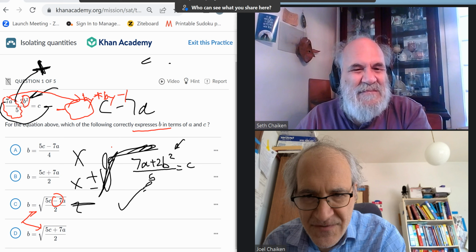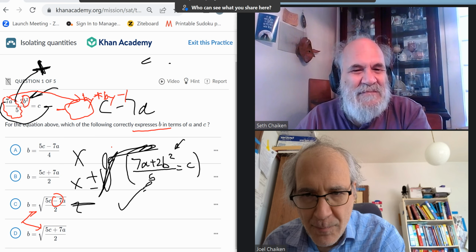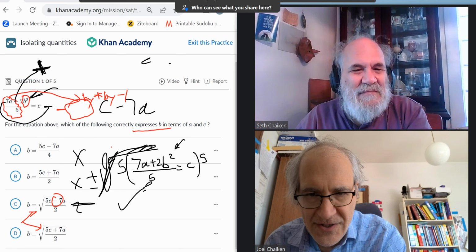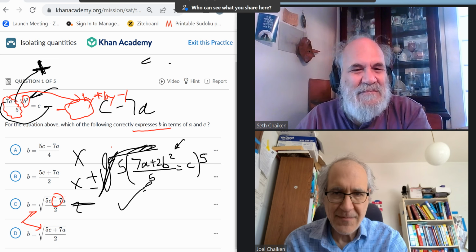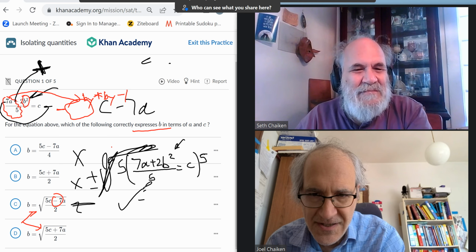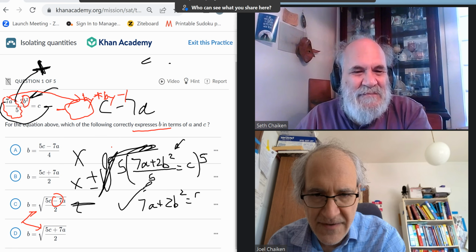So to get rid of this 5 in the denominator, we multiply both sides. Notice every time we do something to one side of an equation, we do something to the other side. We have to, like balancing a seesaw. So this is 7a plus 2b squared is equal to 5c.